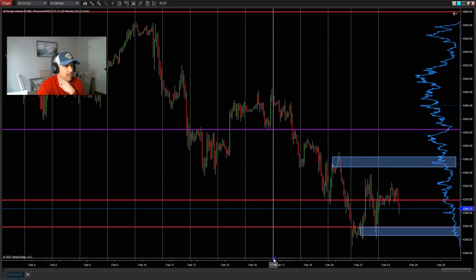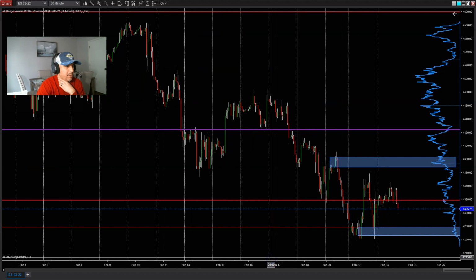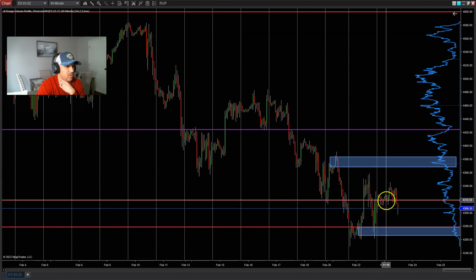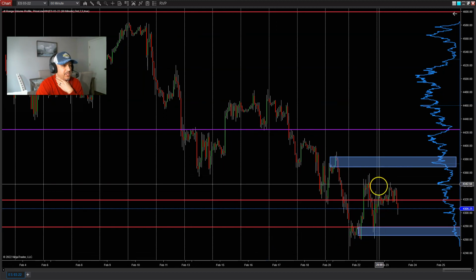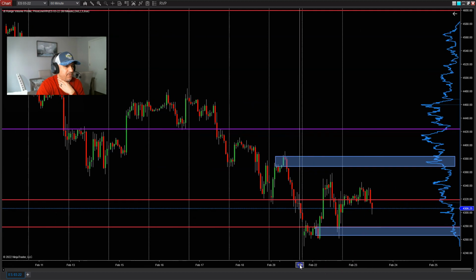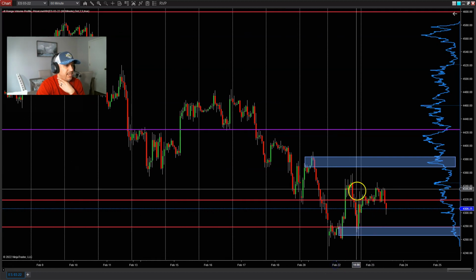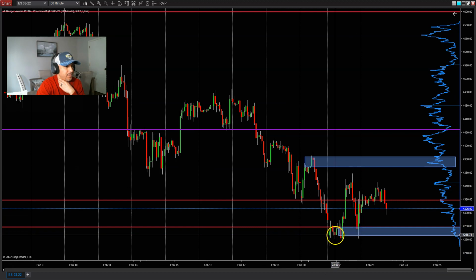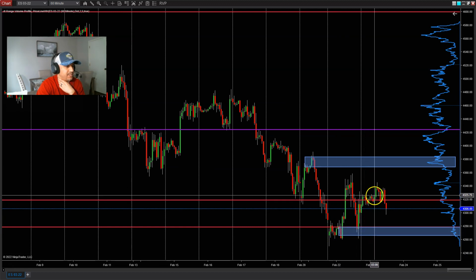So right now we're not making any higher highs or higher lows on the 1 hour chart. You can see it's kind of moving sideways here. Price yesterday at the close came down here and tapped into this demand area, and you can see it pushed up higher.